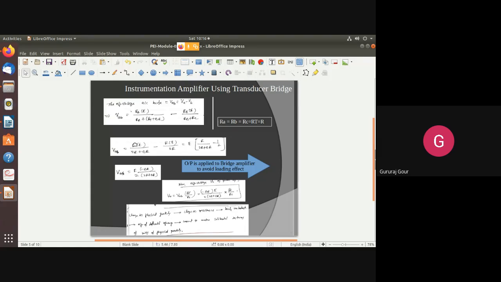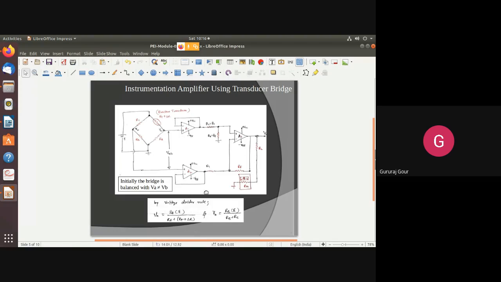RA will be R and RB again we replace it by R, divided by RB plus RC will be 2R. Simplify this one. Finally, you are getting VAB as equivalent to E by 2 into minus delta R by 2R plus delta R. So this much amount of voltage now we are going to apply it to this bridge amplifier, this transducer amplifier, consisting of 3 op-amps.